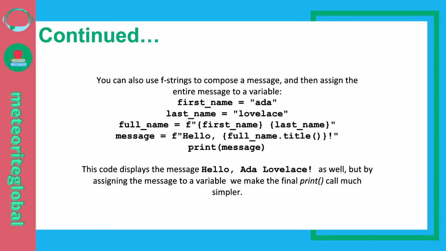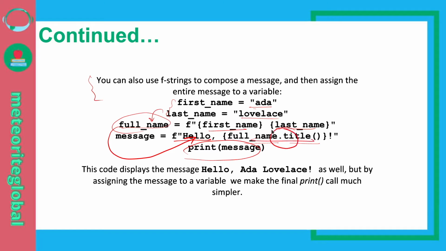Again, another example I've given here. You can use an F string to compose a message and then assign an entire message to a variable. Like Ada Lovelace: full name, I've given first name and the last name. And then the message that is hello, and then full name dot title, and then print message. So these two combine in full name, and then full name combines with hello in message, and then we print message, we get hello Ada Lovelace.